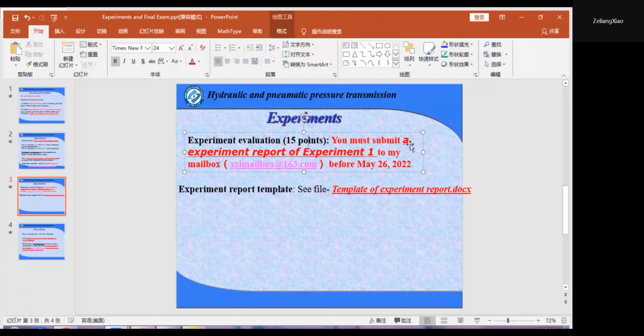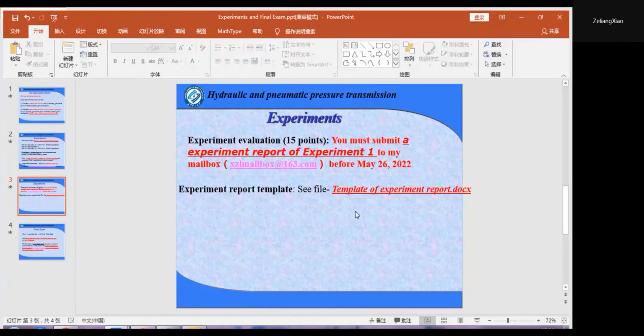You must submit the experiment report for experiment one, just one, to my mailbox. Although you should finish 2 experiments fast, you only submit the experiment report of experiment 1. For the experiment report template, see the file in the notebook.